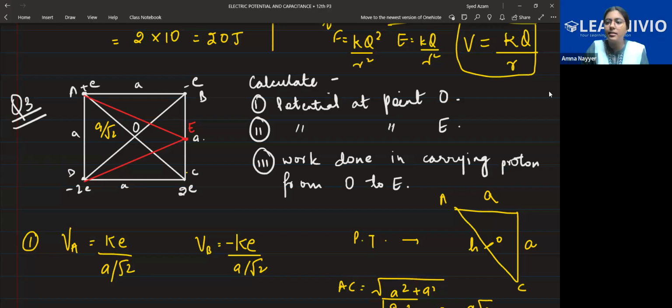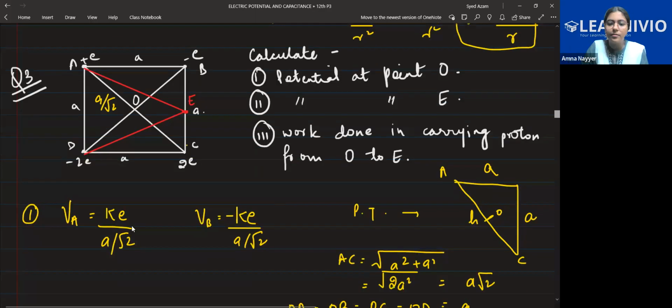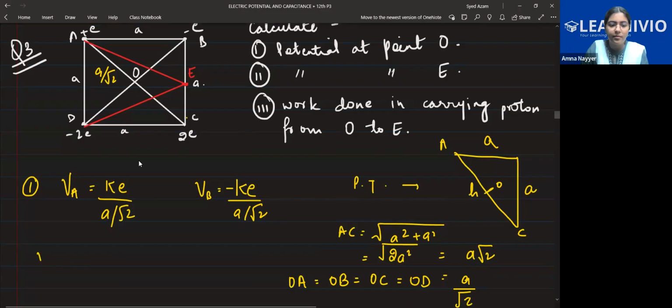Ubaidullah, VC. Tell me, this is the charge C. What should I write? 2KE by A by root 2. Very good. Perfect. 2E is the charge, K is there. So 2KE by A by root 2.